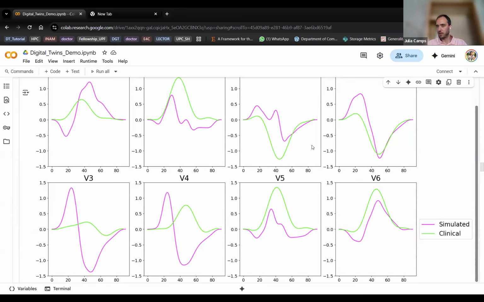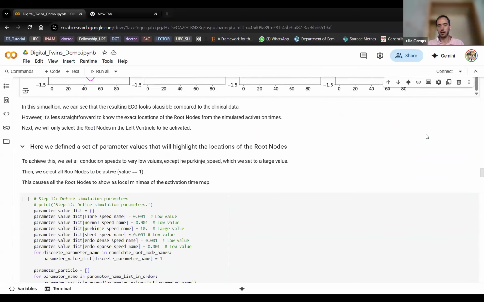Because if you just pick at random some parameter values that are reported in the literature, you do not get a good ECG match with a clinical one from this patient just because of the geometry. Because the geometry is another big determinant of the electrocardiogram, of course, but it's not the only one. And it doesn't dominate as much as you would think.